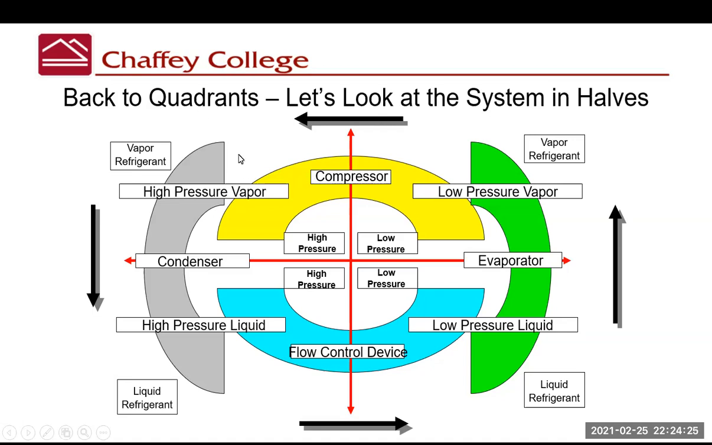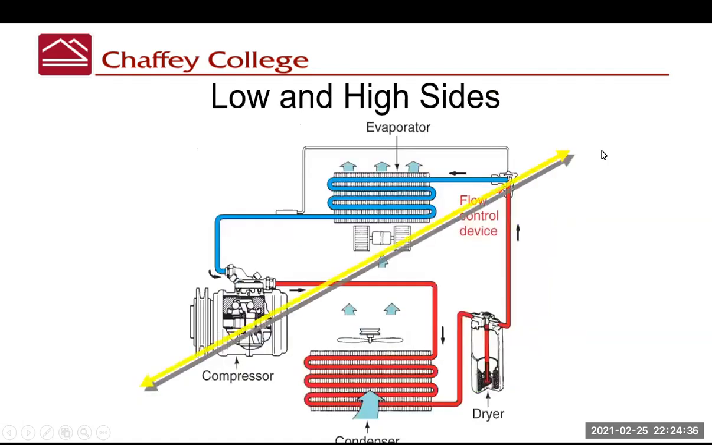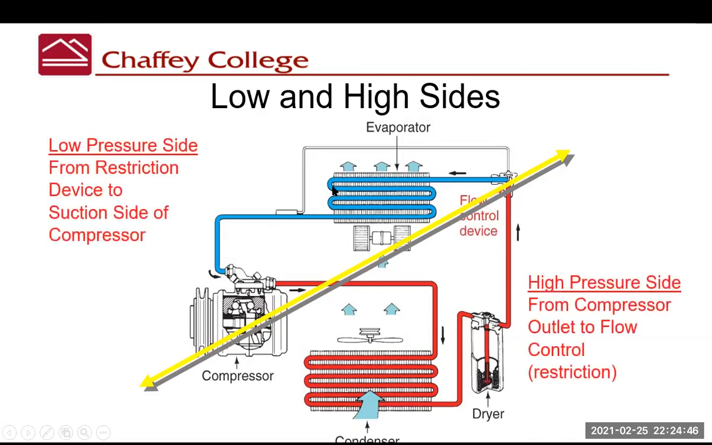So back to the quadrants we were talking about. First, let's look at the system in halves. Dividing the system in halves, we can work with this chart right here. We have our compressor in the bottom left and our restriction device in the bottom right. Out of the restriction device is a low pressure side. From the restriction device all the way back to the compressor, the refrigerant is in low pressure. Because it's in low pressure, it's also in a lower state, the state being liquid.